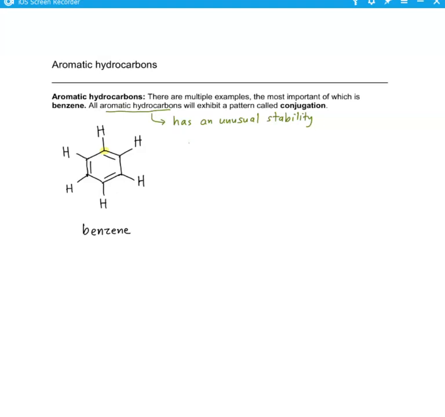A second thing about aromatic compounds is that all aromatic compounds contain rings. So they all contain a cyclic component. However, not all rings are aromatic.